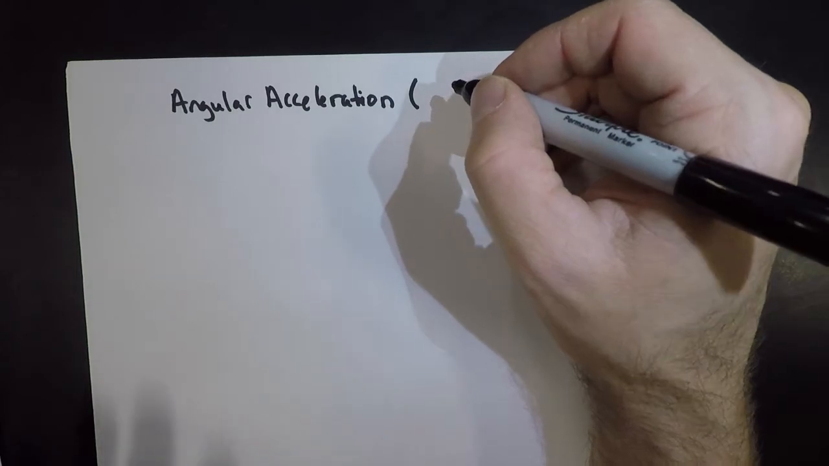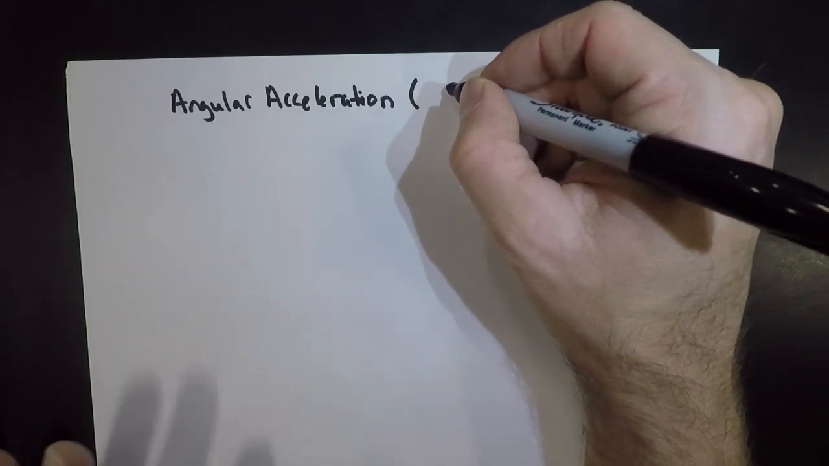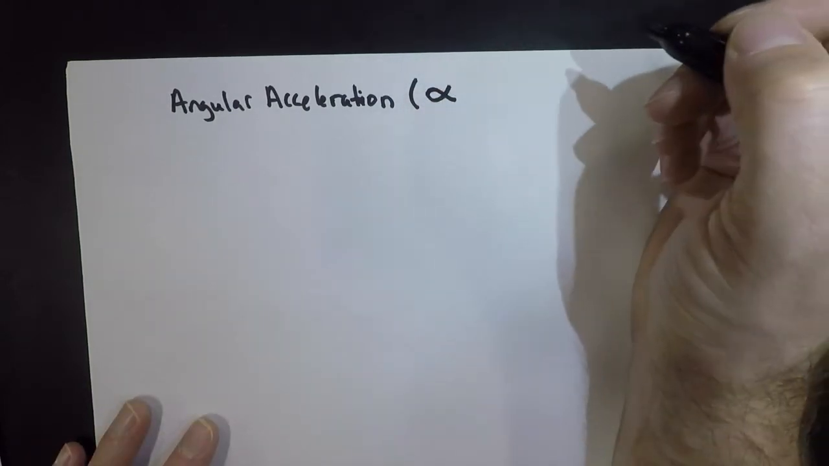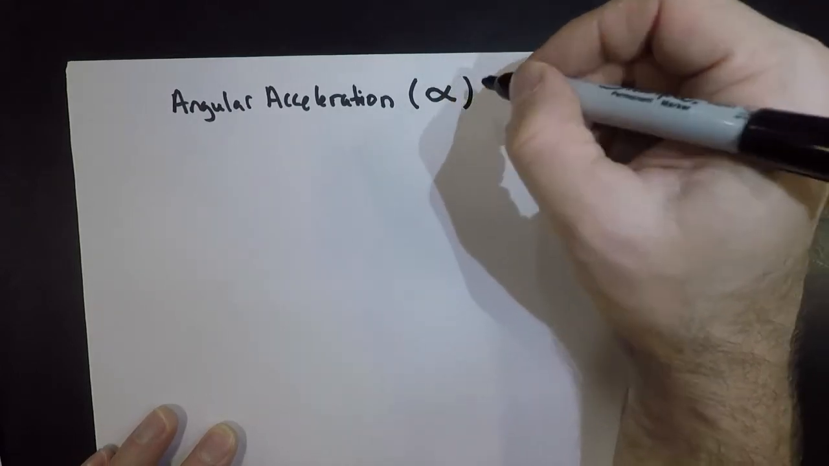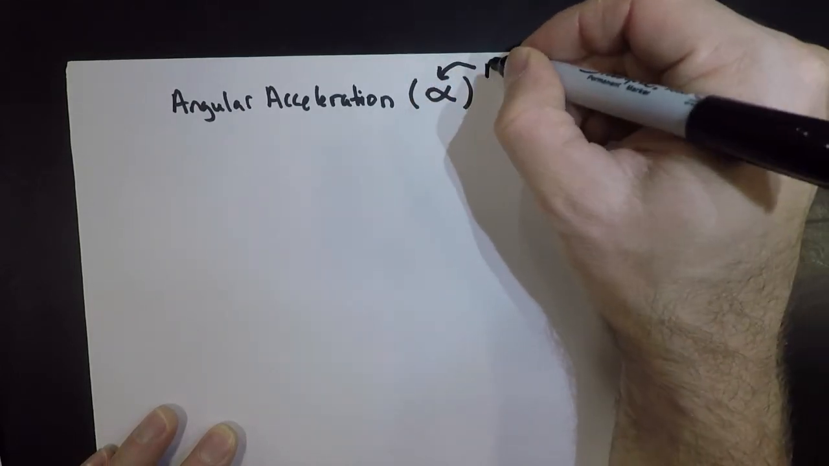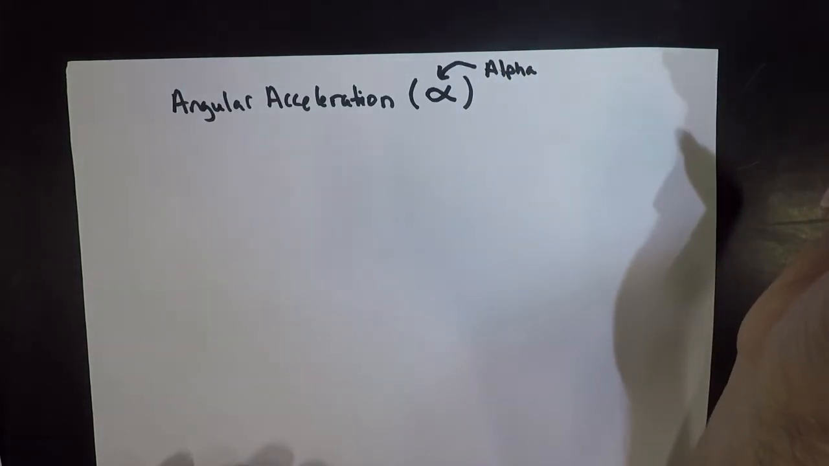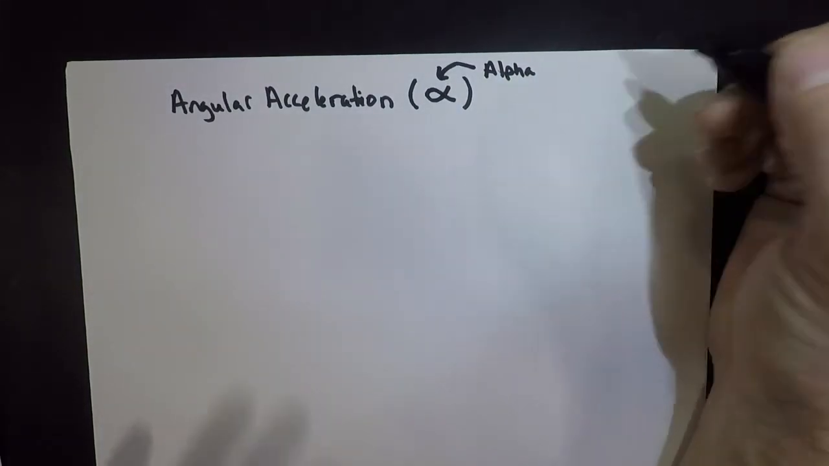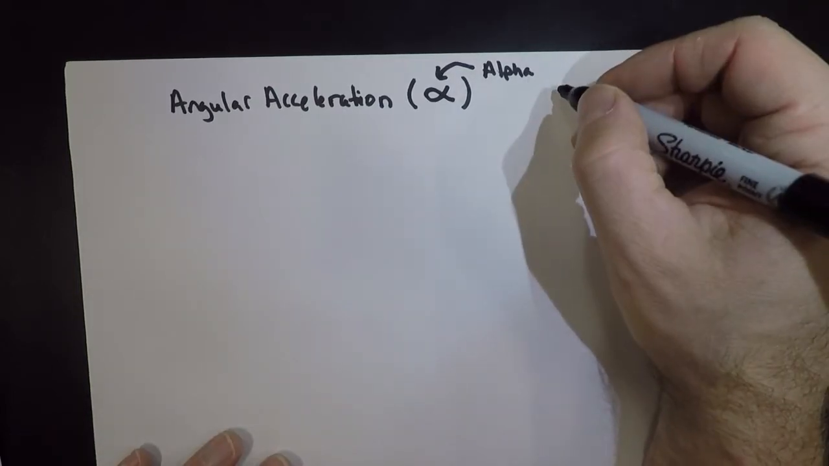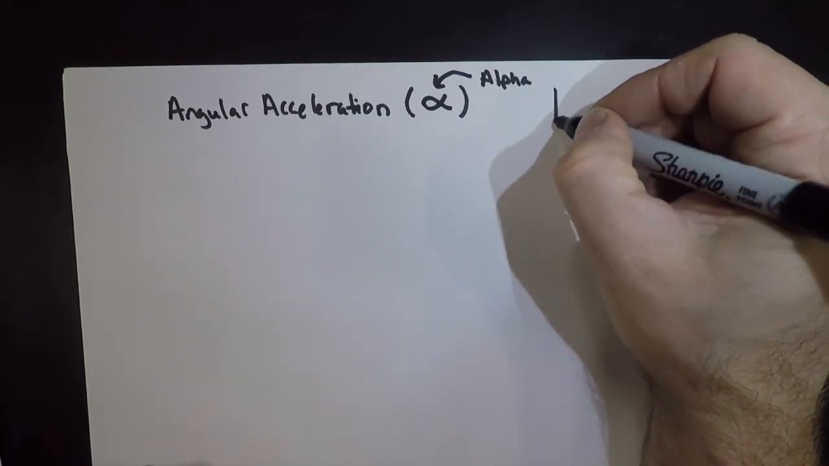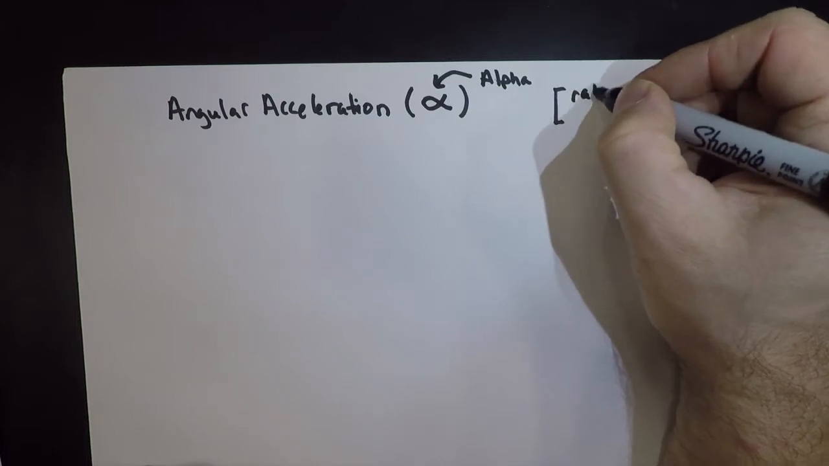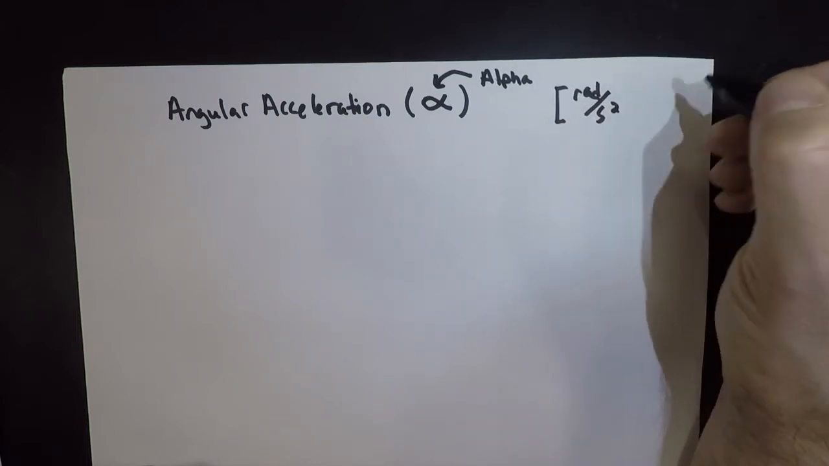Instead of using the letter A, which we'll use for linear, we're going to use the Greek letter alpha, which looks kind of like a fish. It's a lowercase alpha, the first letter of the Greek alphabet. So that's our angular acceleration, and that's going to be the rate at which my angular velocity changes. So instead of meters per second squared, we're going to have radians per second squared.